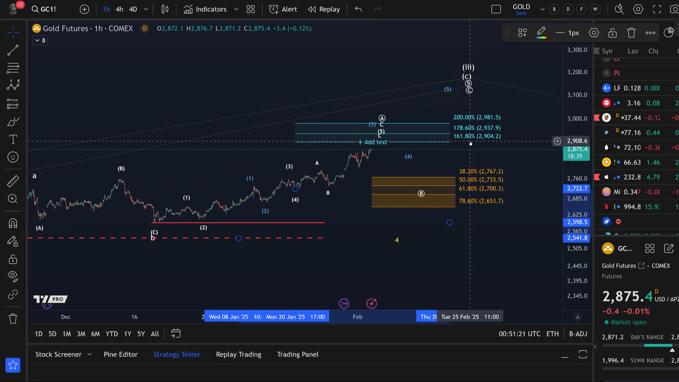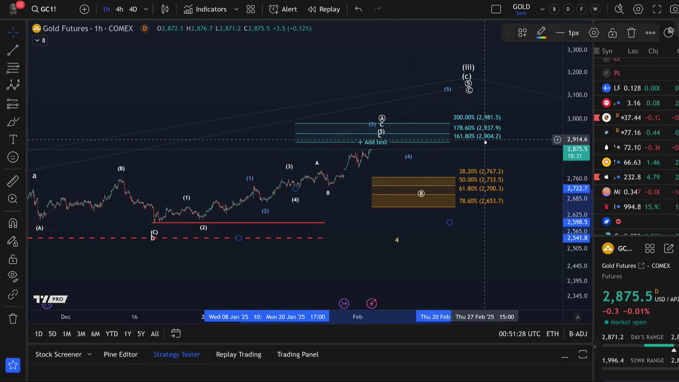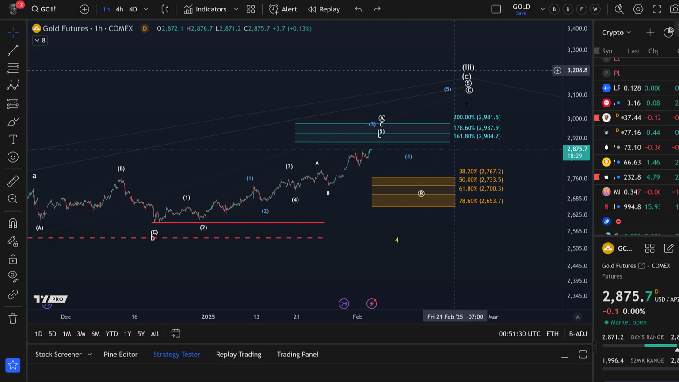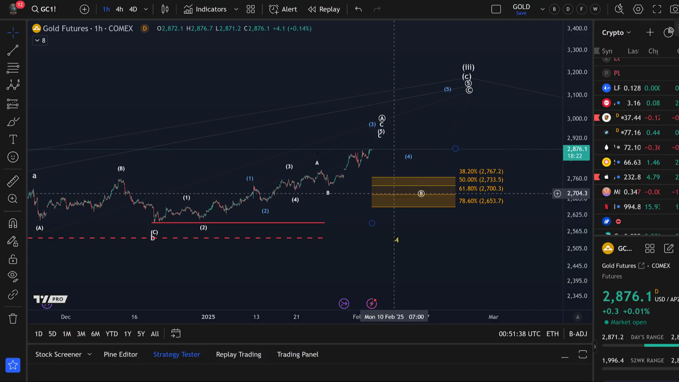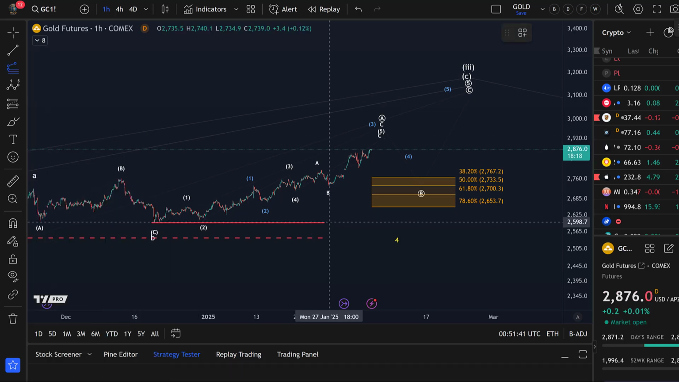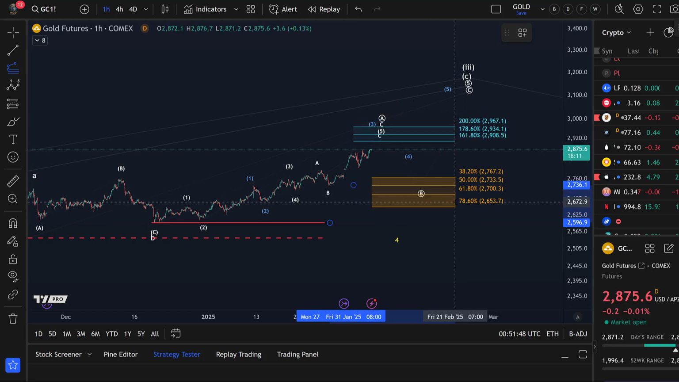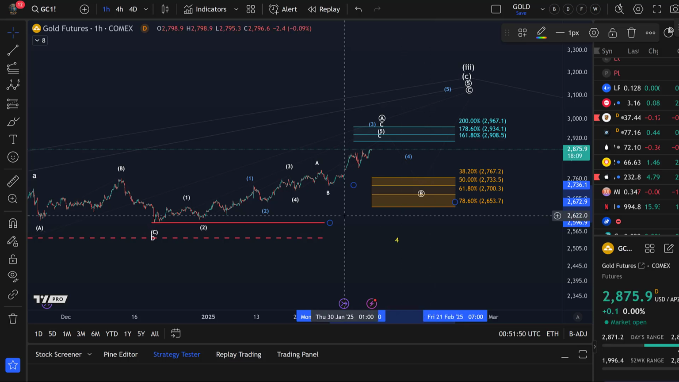These are just levels where this move up could complete, find some resistance. But overall, let me give you some. Keep these in mind: 2,904, 2,937, 2,981. But for the blue count, we might have some different ones. If we see a reaction specifically at these levels, which are measured based on the blue microstructure, then this is a good case that blue is playing out.